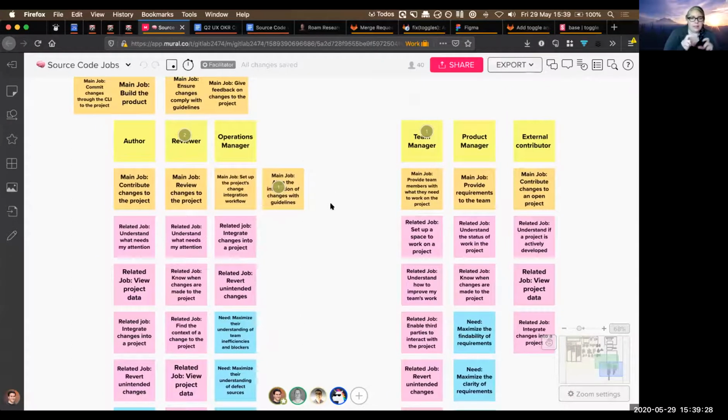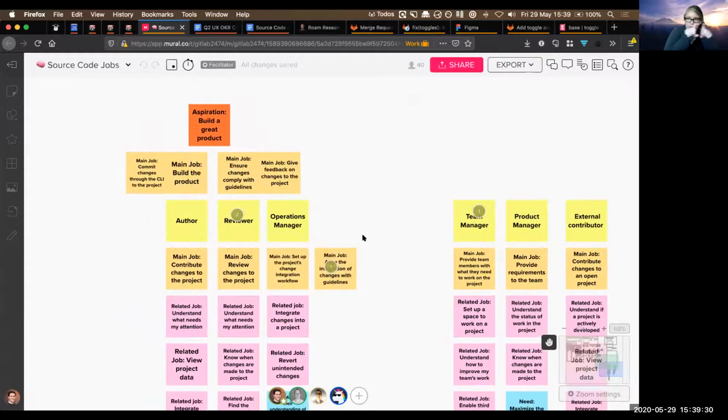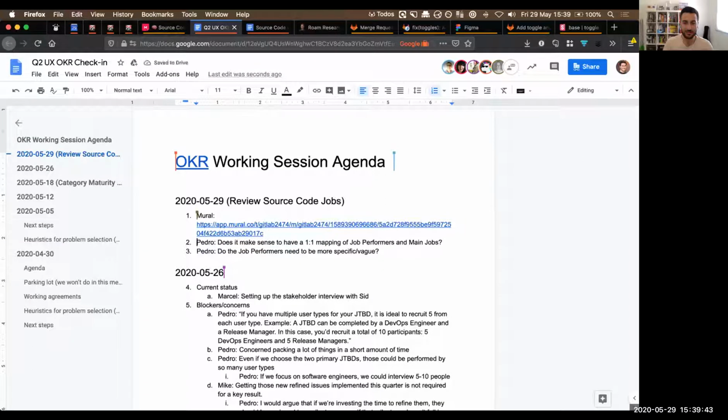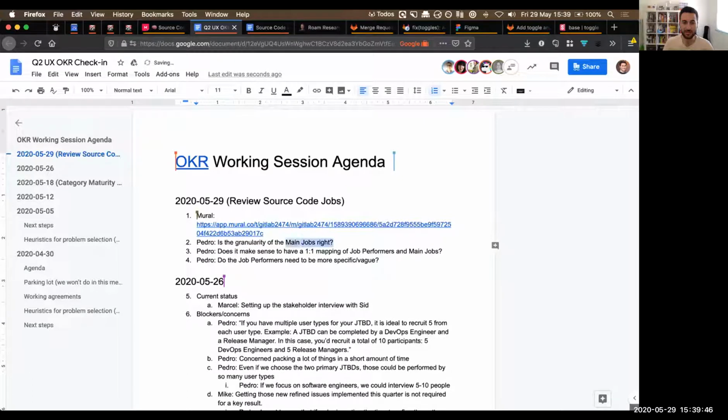So tell me the difference between that first level of those main jobs and then the ones underneath the personas. Okay, so I think that's related to the questions that I have. Let me see. I think starting with this question: is the granularity of the main jobs right?